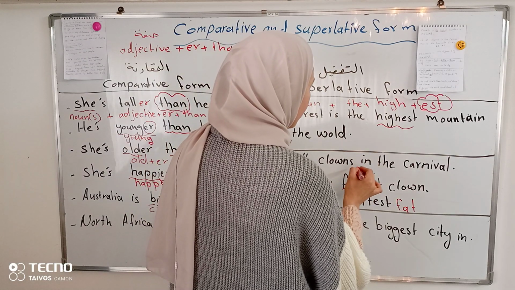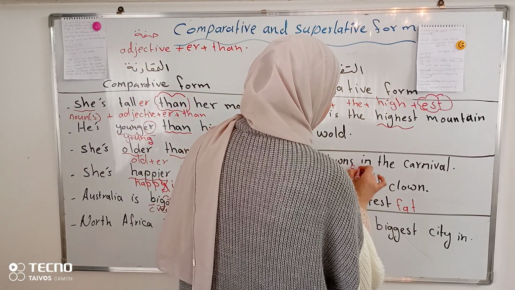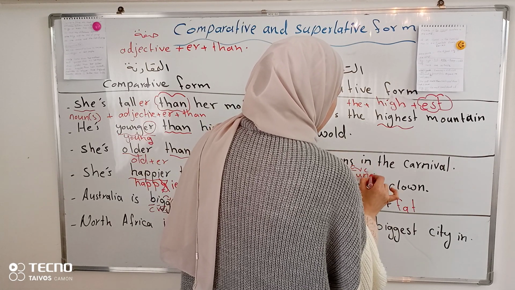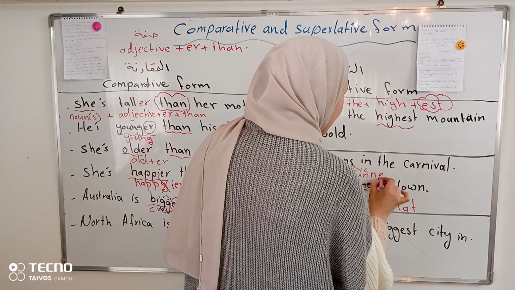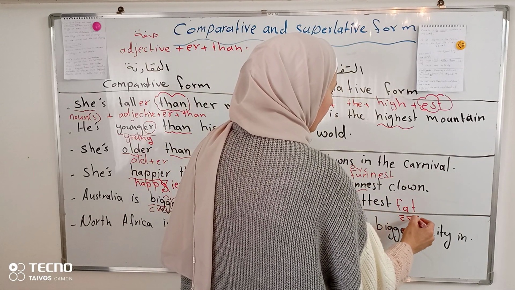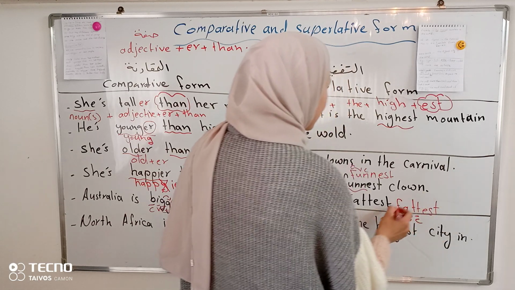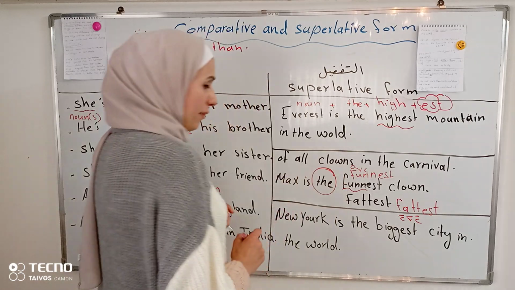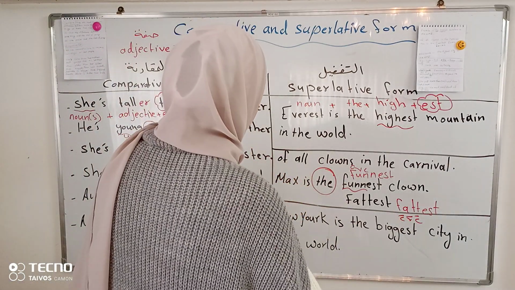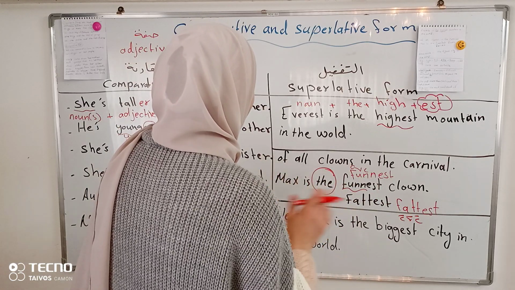خلينا نشوف هون كلمة fun: consonant, vowel, consonant، ضبطها. Double the last consonant and add est. هون نفس الشيء: consonant, vowel, consonant, double the last consonant and add est. وما ننسى إن نضيف the before the adjective. New York is the biggest city in the world.